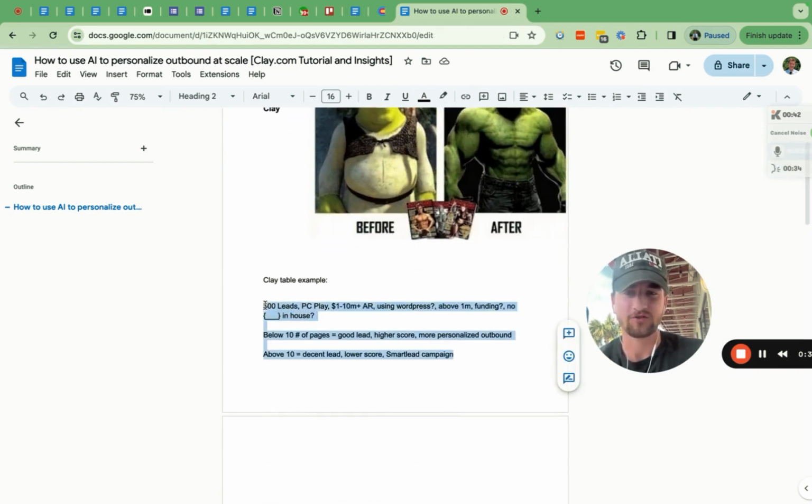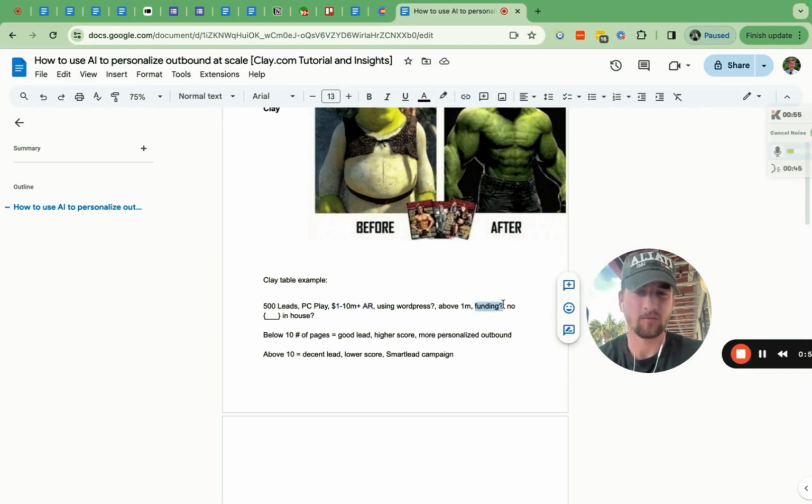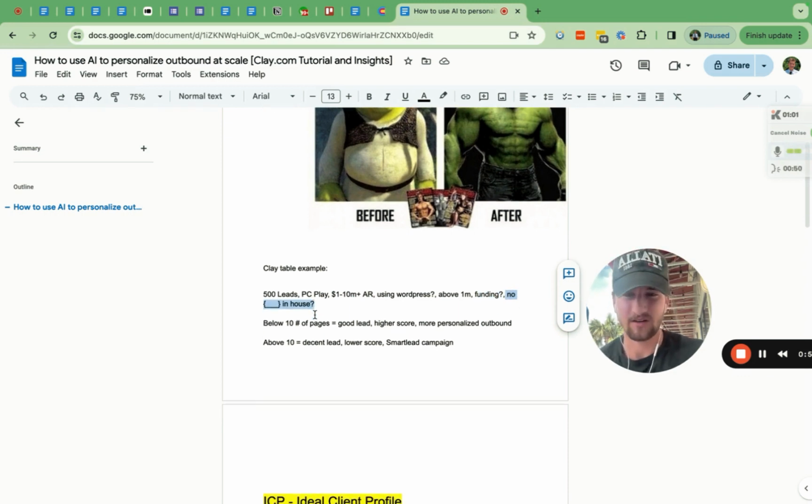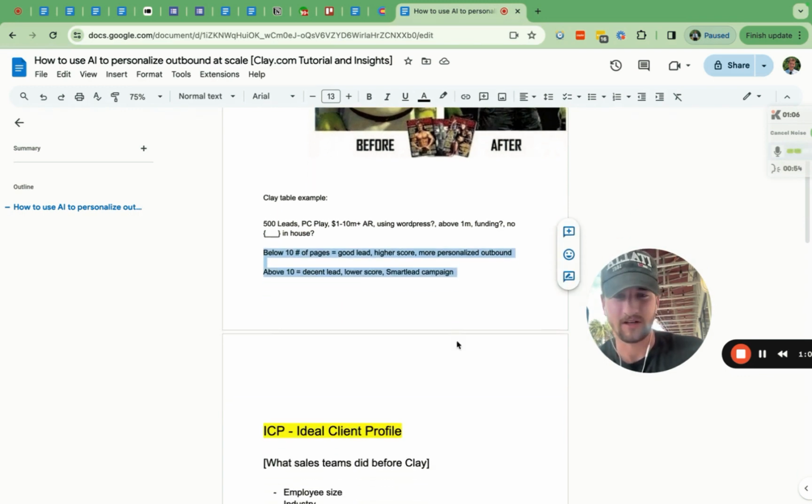For this table right now that I'm going to show you guys, it is a table that one of my clients wanted to build out. A couple hundred leads, and the company is around $1 to $10 million in annual revenue. They're using WordPress, a little bit of funding, and then they have no SEO people inside of their company. And then we're going to use these to score the leads. And I think you guys are going to really like this video.